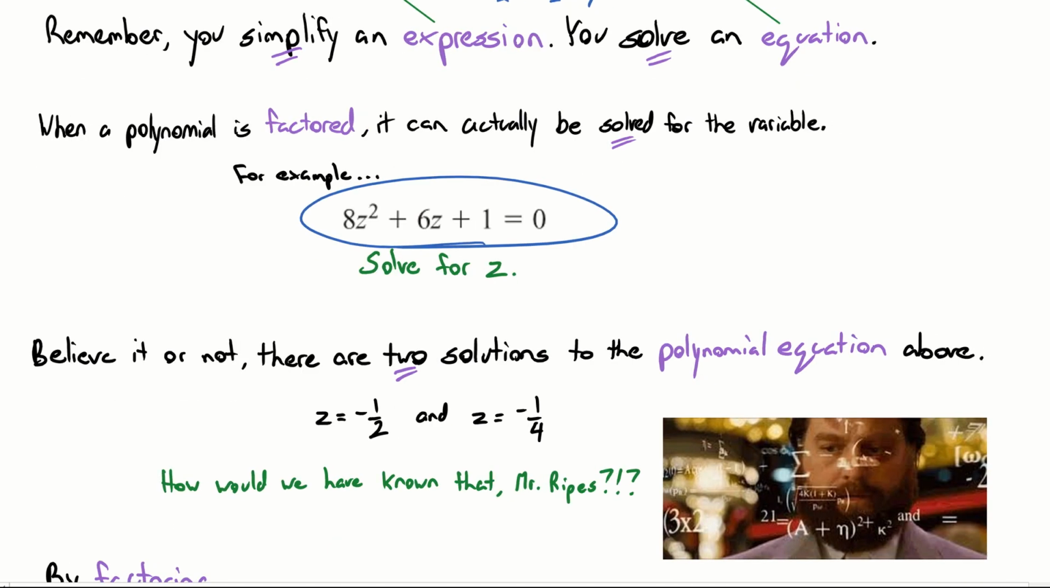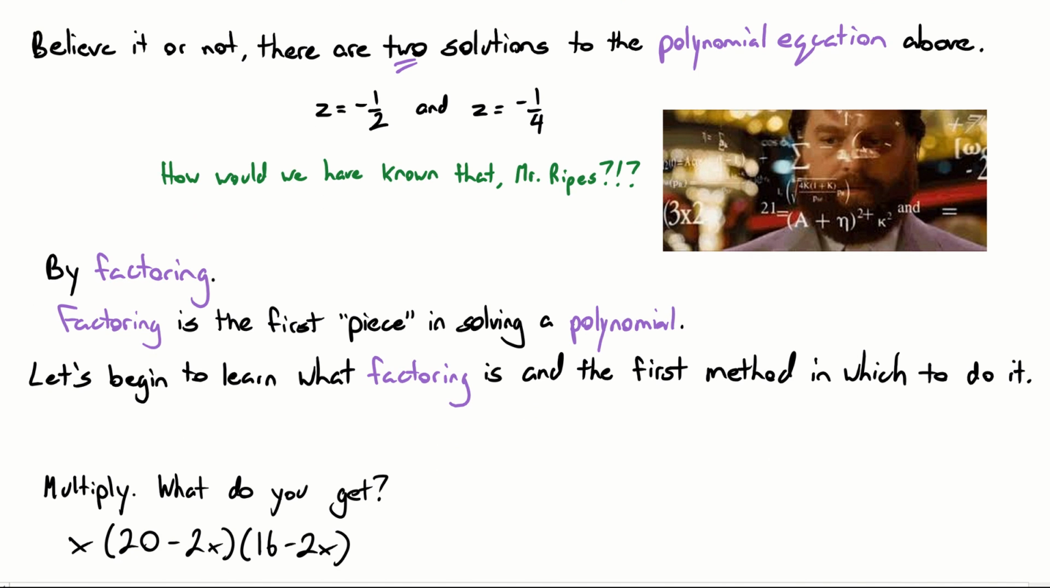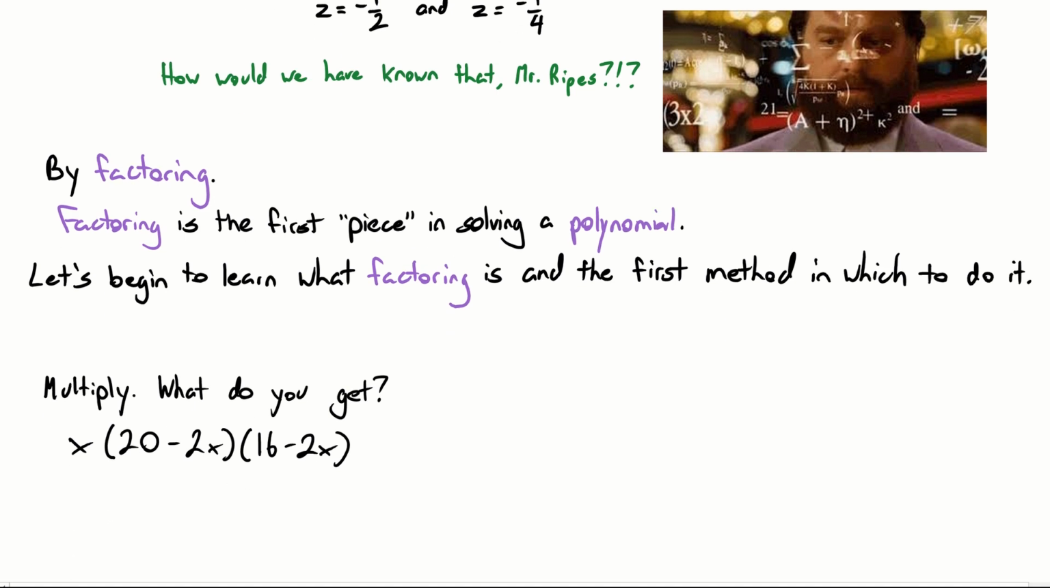Now when I tell you that those are the solutions to that polynomial, that equation, you might be thinking to yourself, how would you have known that, Mr. Ripes? How would you have known that unless you knew how to factor? You see, you would get those solutions by factoring. Factoring is the first piece in solving a polynomial. So let's begin to learn what factoring is and the very first method of factoring, because there are multiple methods, because there are multiple types of polynomials as we've been seeing. I'll talk about that a little bit later.